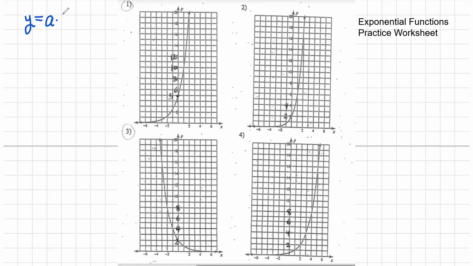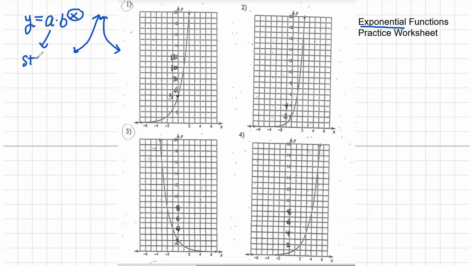Okay, so let's write this down. y equals a times b to the x. That's why it's called an exponential, because it has an exponent in the equation, right? It has to have an exponent, and it's going to increase exponentially or it's going to decrease exponentially. So we could have an increase or we could have a decrease. The first one we're doing here has an increase, and a stands for what?